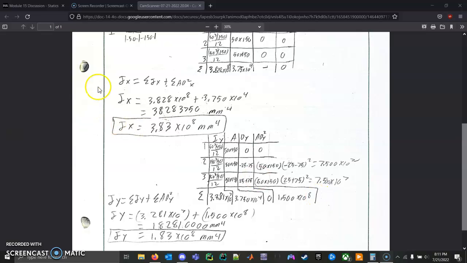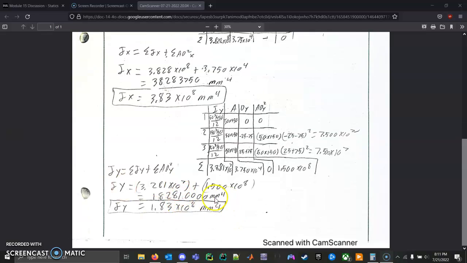We can use the same step as above for Ix to solve for Iy, which is to take the summation of Iy plus the summation of A dy squared, where it's going to be 3.281 times 10 to the 7th plus 1.500 times 10 to the 8th. You'll get this big number here, which is 182,810,000 millimeters to the fourth. Simplifying that down to 3 sig figs, you'll end up with 1.83 times 10 to the 8th for your moment of inertia on y.